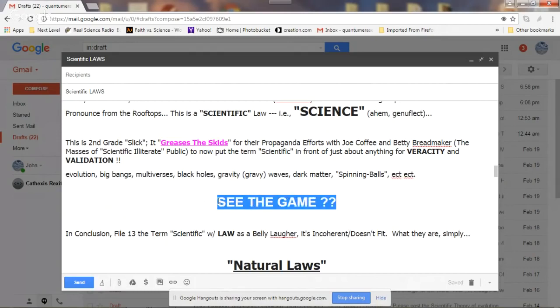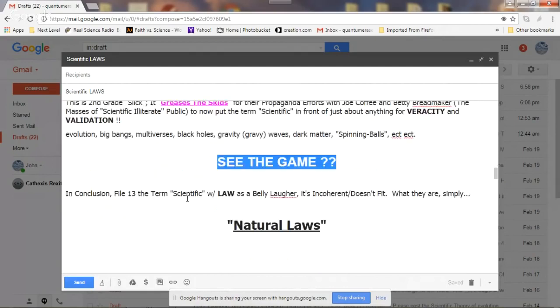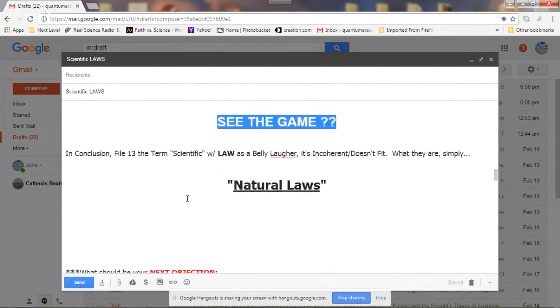You need to see the game here, folks. This is the game. In conclusion, file 13, the term scientific with law is a belly laugh. It's incoherent. At best, it doesn't fit. What they are simply descriptions of what?